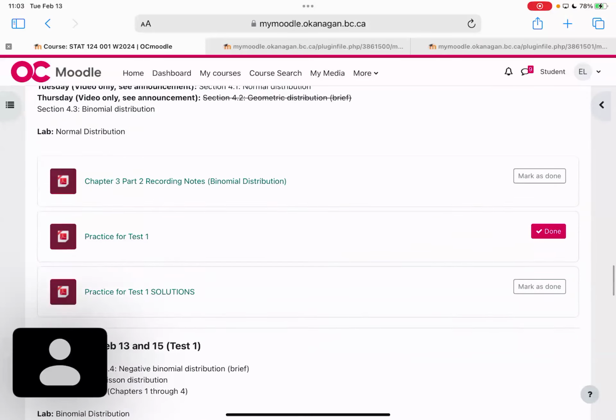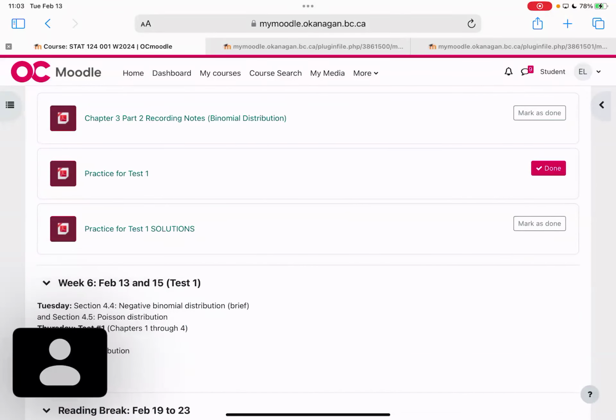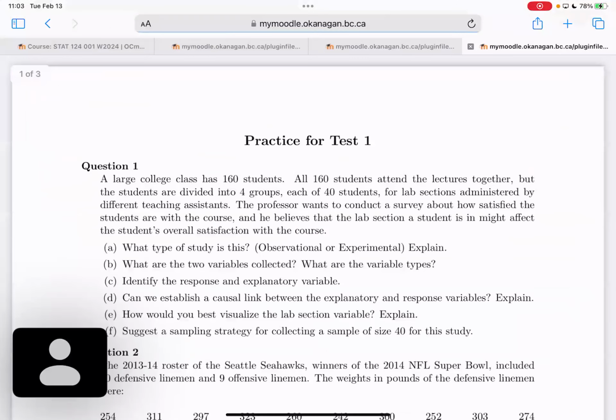Where are we? So I did post the practice for test 1 as well as the solutions. 18 pages, are you nuts? Yes, I am, I guess. I call it practice for test 1 because I want to give you an overview. Obviously, I'm not going to have a test like this, but there are lots of different things that we can be doing.